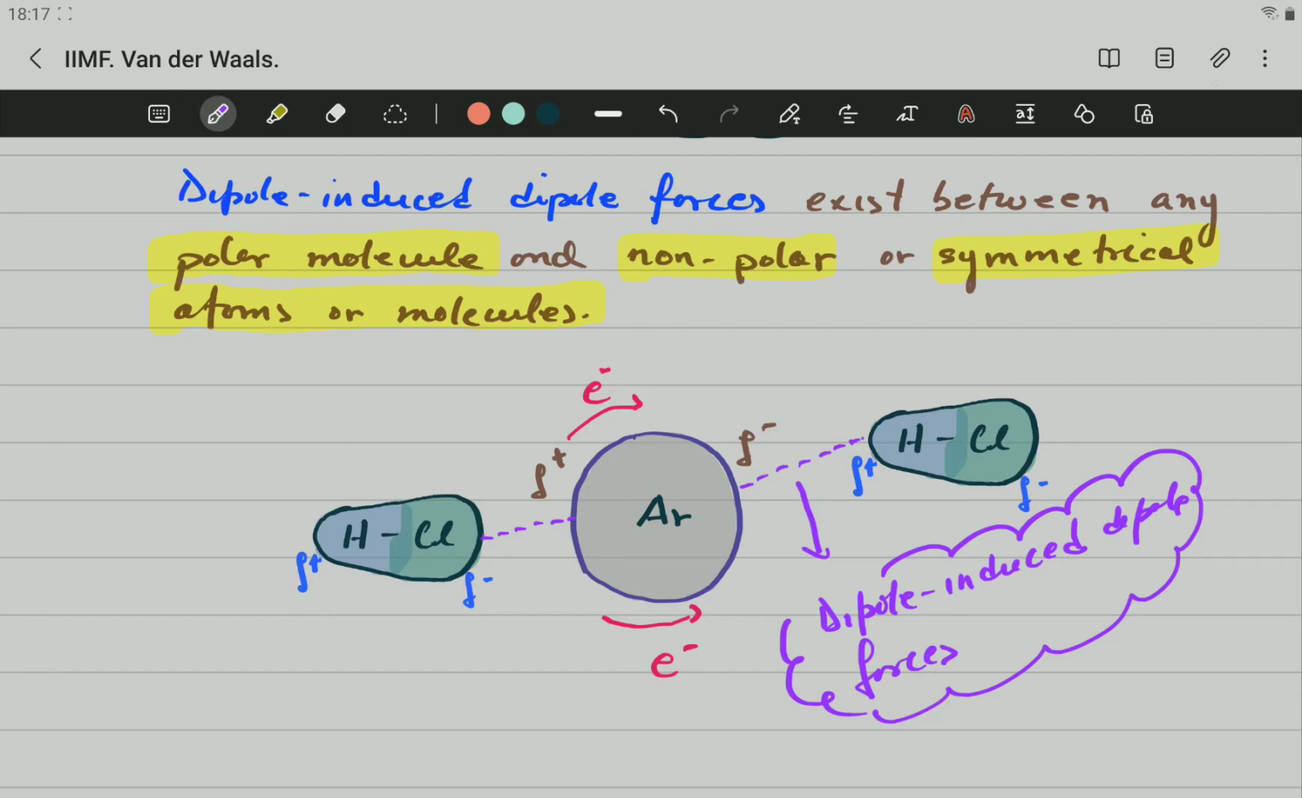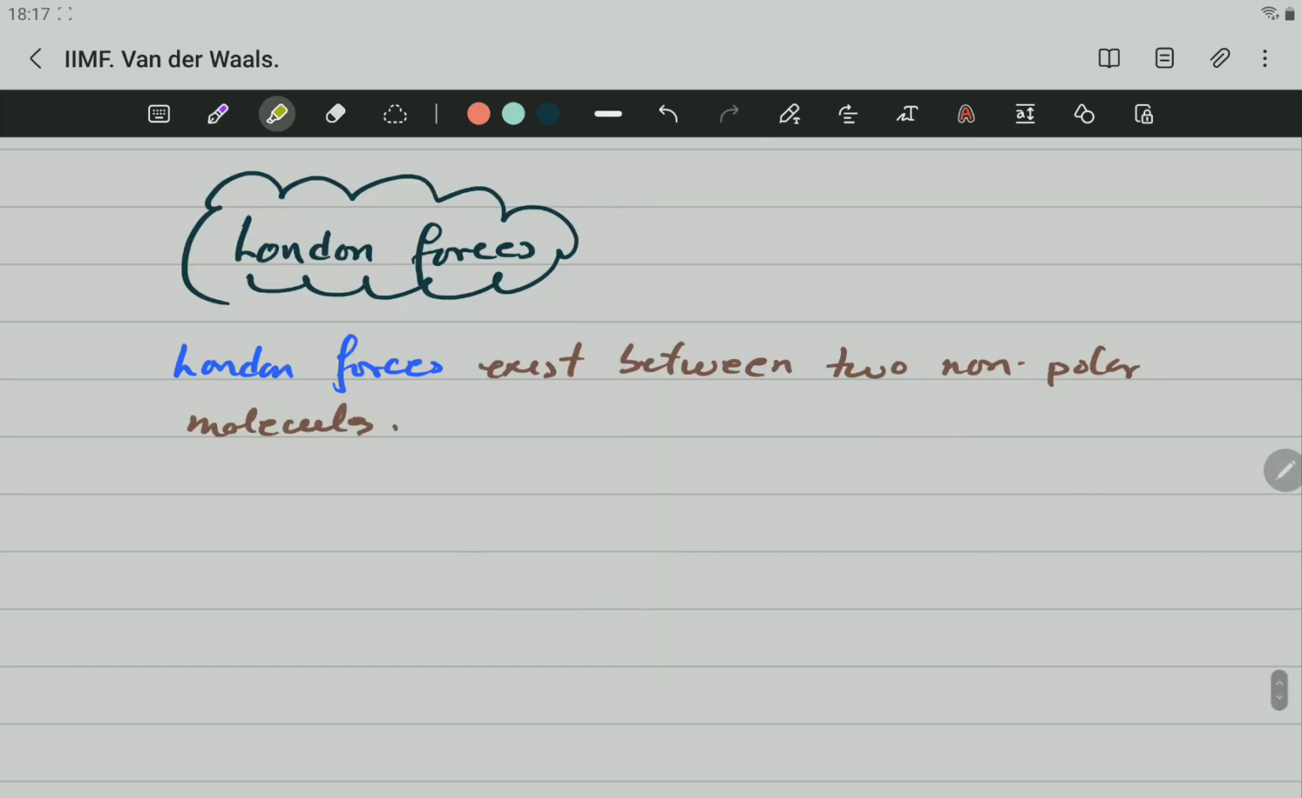Let's go to the last case. Now, this one is the London forces. London forces exist between two non-polar molecules. Here it will be between two non-polar molecules. For example, let's see the case of iodine molecules.